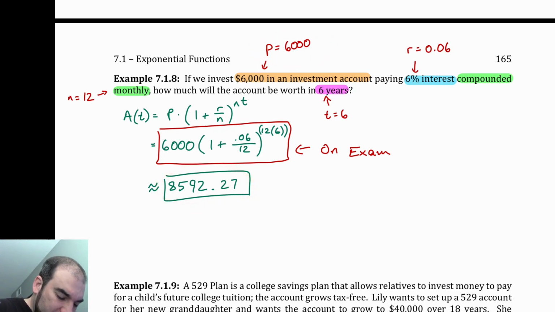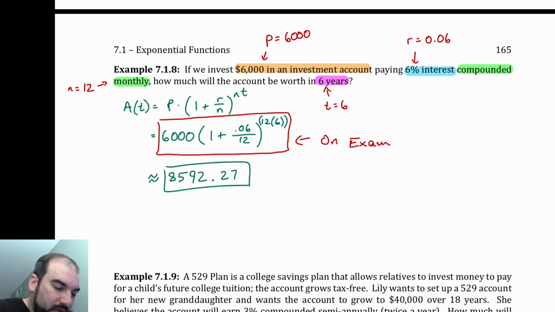Are there any questions on how to use the formula or get the variable values?